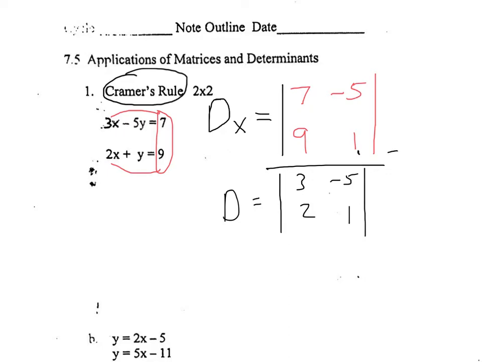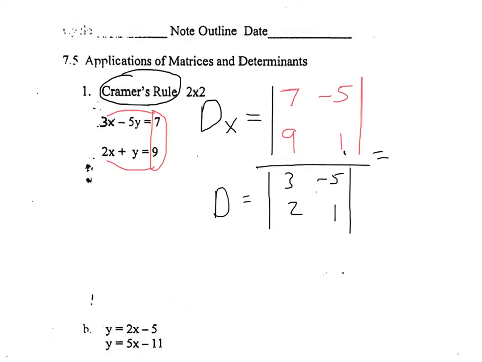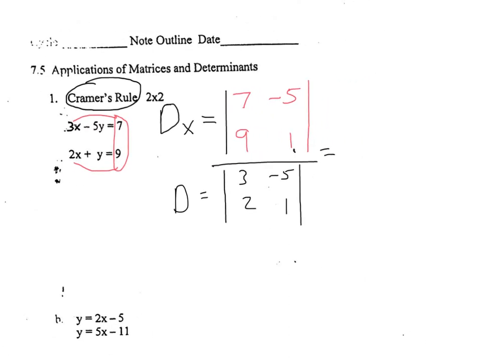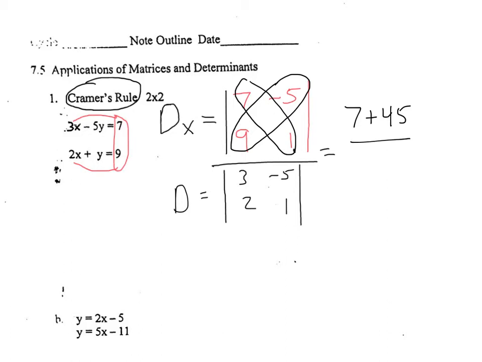Now remember how to find determinants of a 2 by 2. If I want to find the determinant of a 2 by 2, I multiply the main diagonal and I subtract the product of the other diagonal. So 7 minus -45 is 7 plus 45. On bottom, I would do 3 minus -10, so plus 10. So I get 52 over 13. That means my x value for this system would be 4. X equals 4.